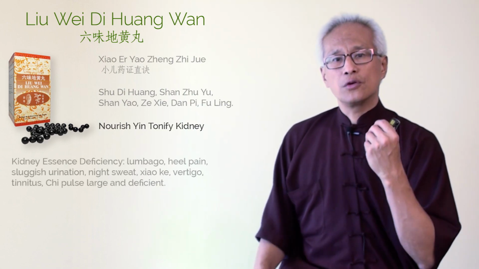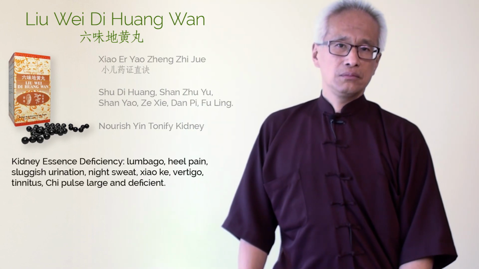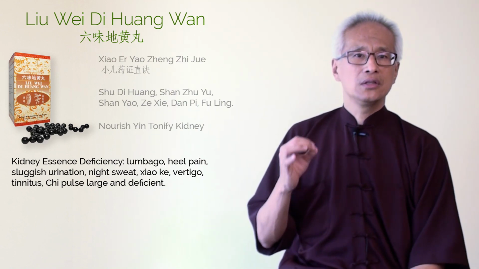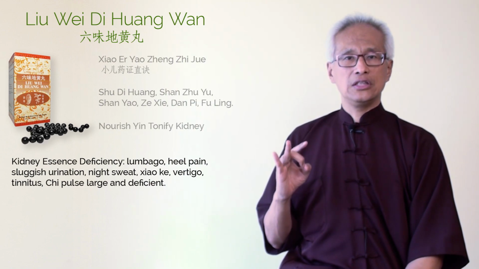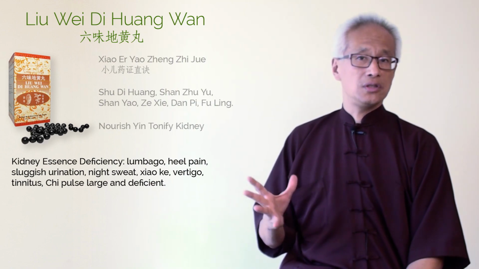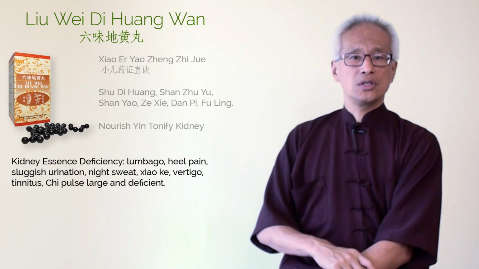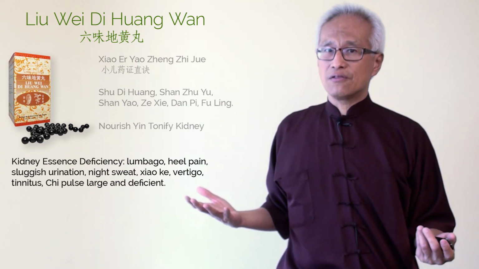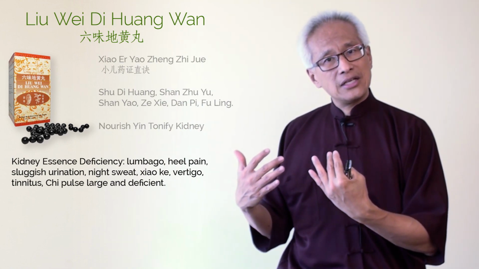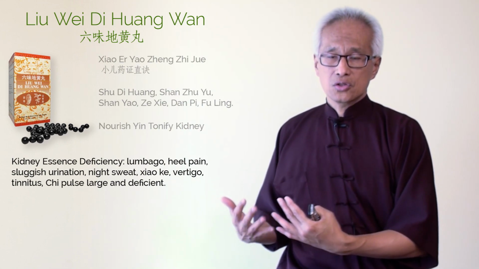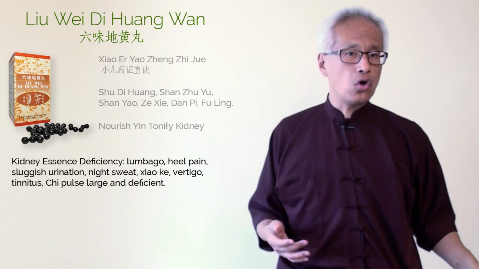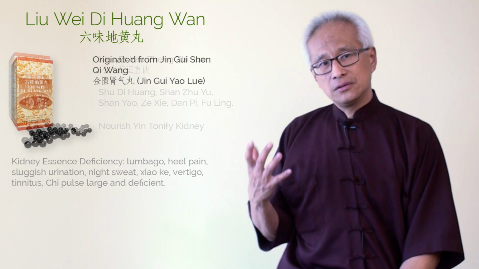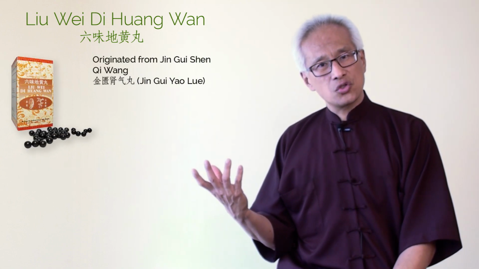So it's used for kidney essence deficiency. People that might have back pain, heel pain, sluggish urination, night sweats, xiaoke, vertigo, ear ringing, and yin deficiency. So this is what you can use it for. But originally, it was used for kidney essence deficiency and growth retardation in children. So nowadays you can see it can be used for a variety of conditions, which we'll talk about in a moment.